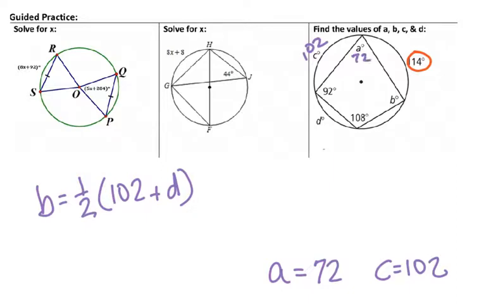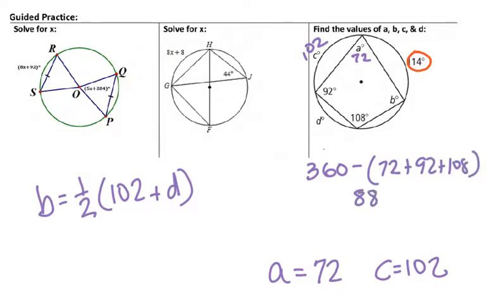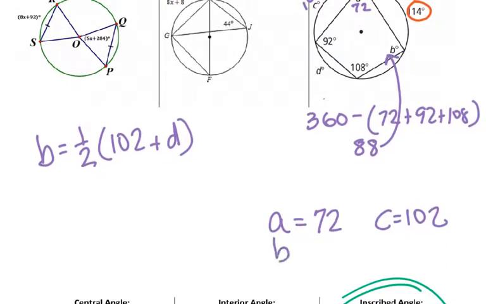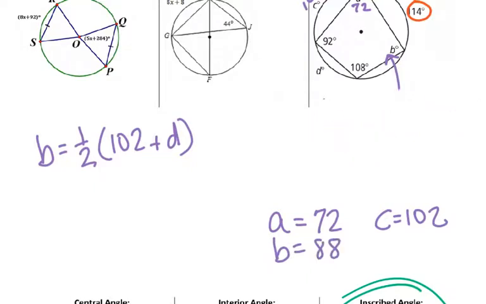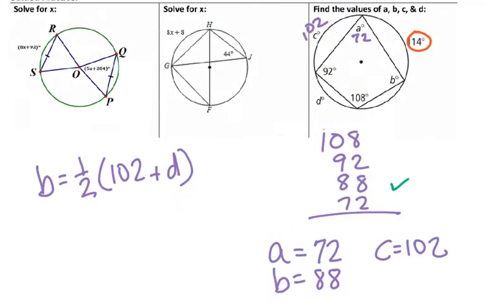Now, since I know three of the angles of a quadrilateral, I can find the last angle by taking 360 and subtracting 72, 92, and 108. If I did my math right, that's going to give me 88 degrees, and so that's what B is. B equals 88 degrees. Of course, you can check that because 108, 92, 88 degrees, and 72 all need to add up to 360 degrees. So that's how you know that that would be true.